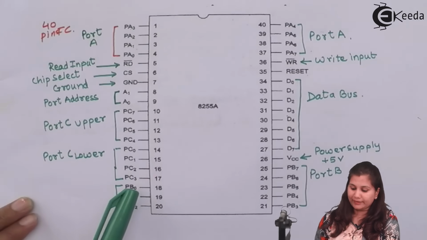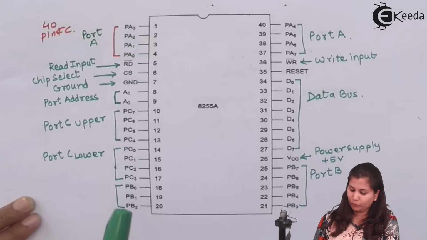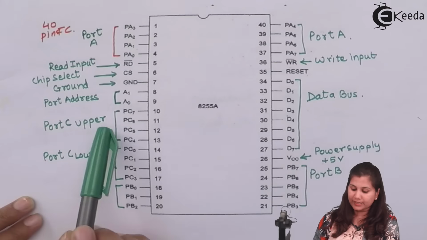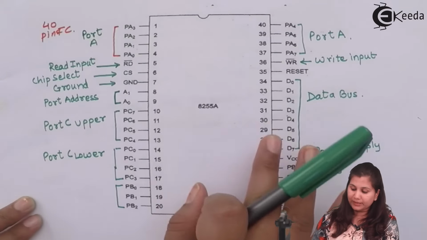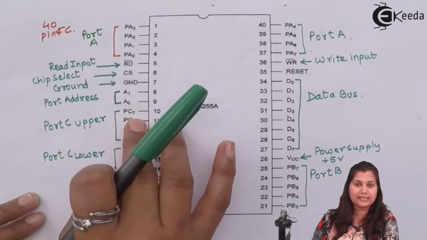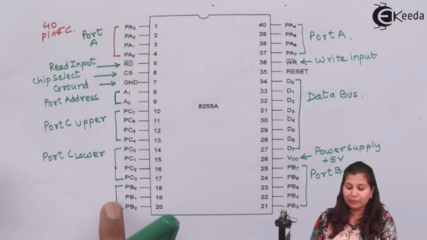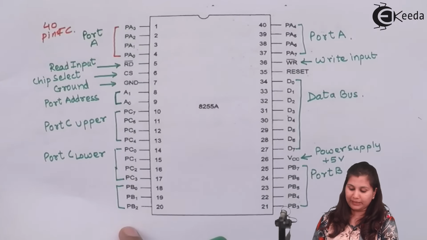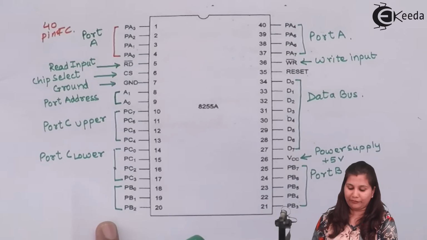So in this pin diagram, we have port A, which is an 8-bit port, and port B and port C, which are also 8-bit ports, and port C is divided into 4-bit ports: port C upper and port C lower. The other pins present in this pin diagram, we have already discussed. So we have completed the pin description of the 8255. Now let's come to the block diagram of 8255.